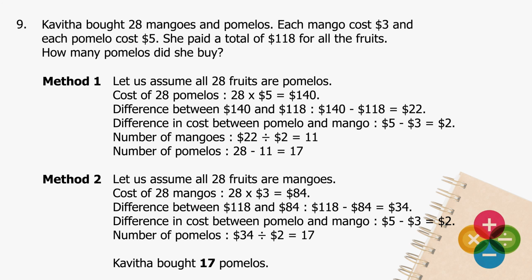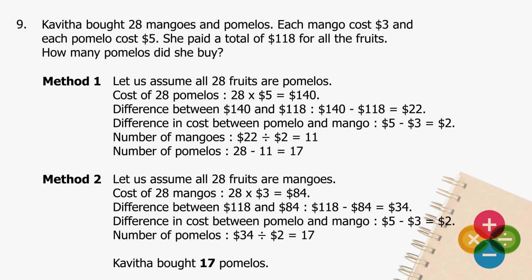Method 1. Let us assume all 28 fruits are pomelos. The cost of 28 pomelos will be: multiply 28 by $5, and the product is $140. The difference between $140 and $118 will be: subtract $118 from $140, and the difference is $22. The difference in cost between pomelo and mango will be: subtract $3 from $5, and the difference is $2. The number of mangoes will be: divide $22 by $2, and the quotient is 11. The number of pomelos will be: subtract 11 from 28, and the difference is 17.